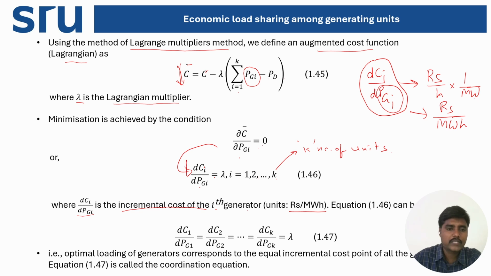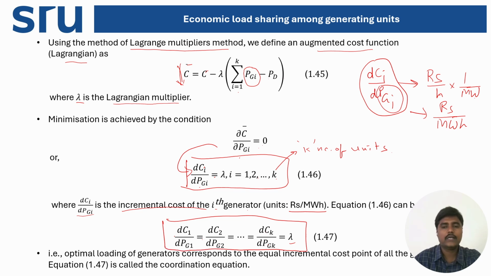So this particular condition can be expanded for each and every unit. Then it can be written as dC1 by dPg1 is equal to dC2 by dPg2 and so on up to dCk by dPgk, that is equal to lambda. Now this is the condition for economic load dispatch when you neglect the transmission losses. The same condition can be expressed as: the optimum loading of generators corresponds to the equal incremental cost point of all the generator units.